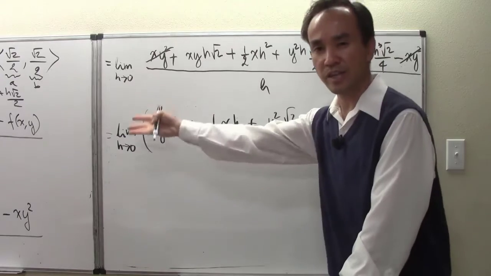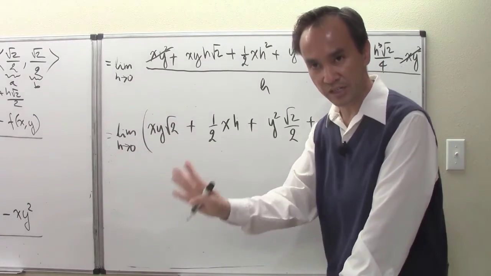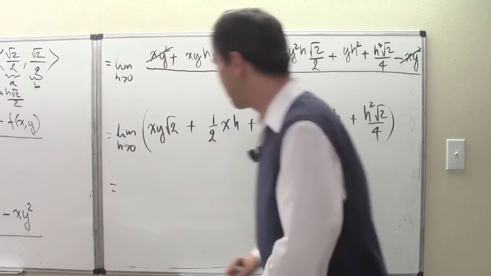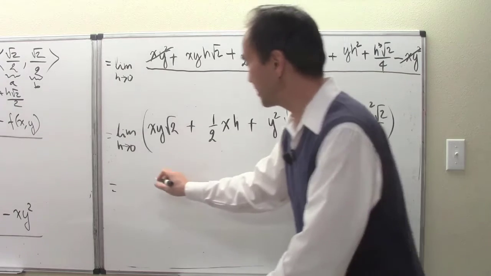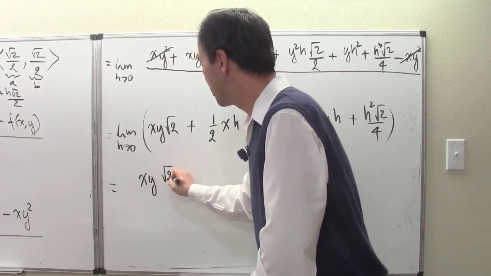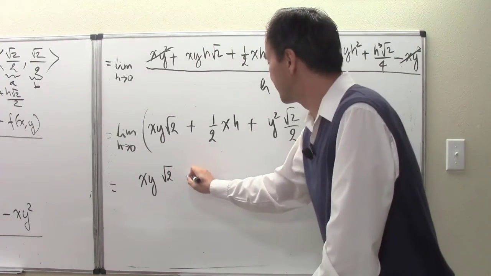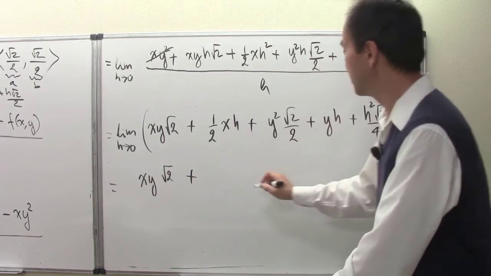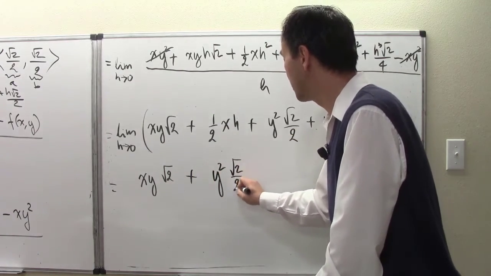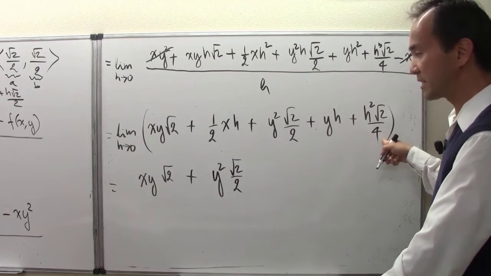And now we're in a safe zone where we can start letting h approach 0 without worrying about dividing by a 0 limit in the denominator. So now here's what everything happens to be. This term remains the same because it's independent of h. So xy square root of 2. Okay, and now this term is a 0. That term gives me a y squared times square root of 2 over 2. Okay, and then that term goes to 0, and that term goes to 0.